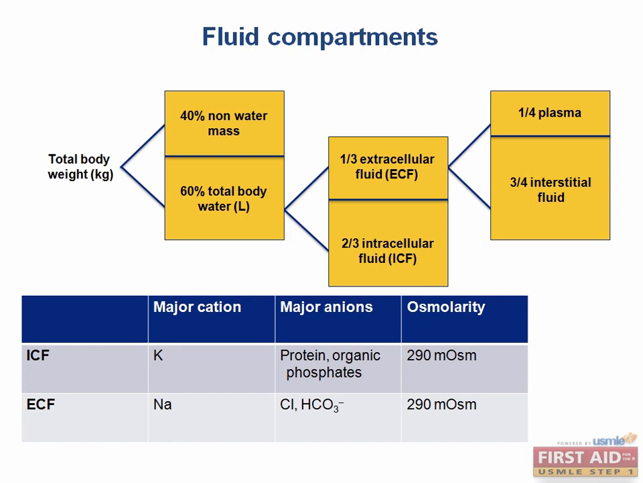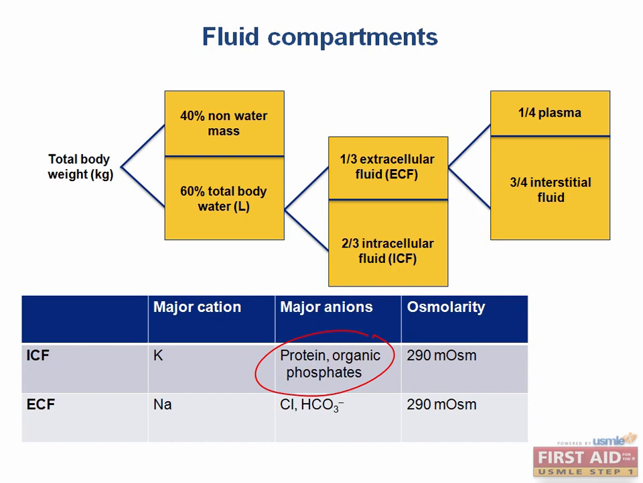Now the ICF and the ECF also have different anions. In the ICF, it's mostly protein and organic phosphates. Remember that the majority of the body's proteins and ATP are inside the cells. As we all learned from our Bio 101 classes, the cell is the most basic unit of life. The cell makes things happen, and it needs all those proteins and ATP in there to do so.